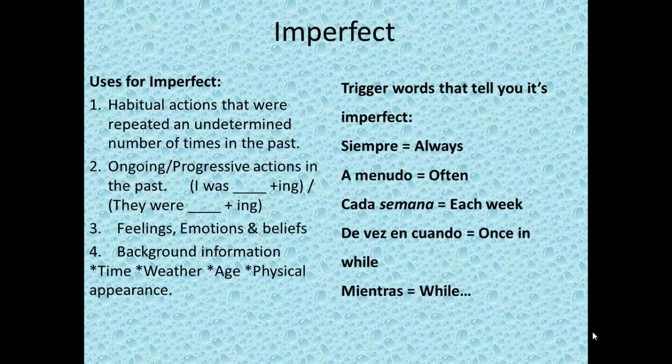And then we have mientras, while. For example, while I was cooking in the kitchen, there's your I was, ing. Mientras is usually a lead-in to tell you that there's going to be an imperfect sentence coming right behind it. And then we have an example here.